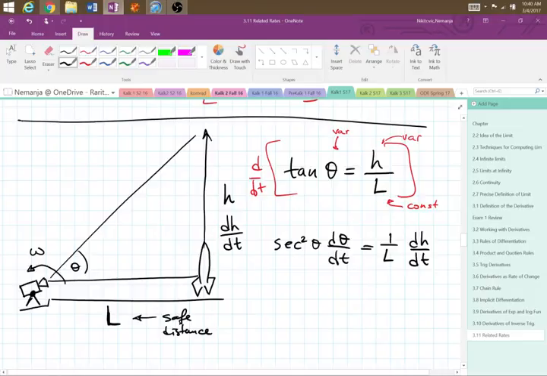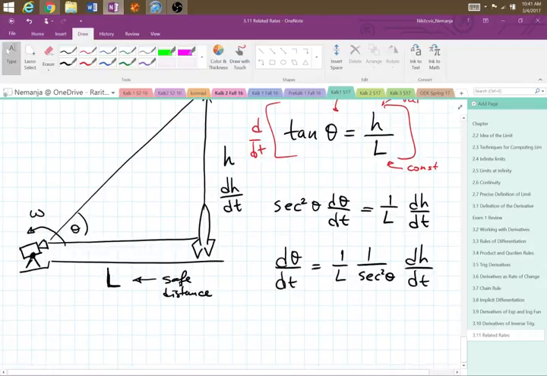All right, so now we solve this for change in theta, which is what we need. So d theta dt is equal to 1 over L, 1 over secant squared theta, dh dt, and a shiny quarter to the one who tells me what 1 over secant squared is.